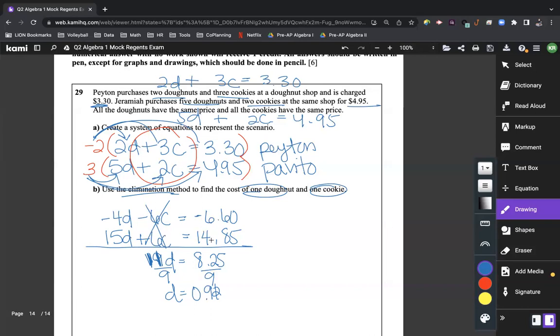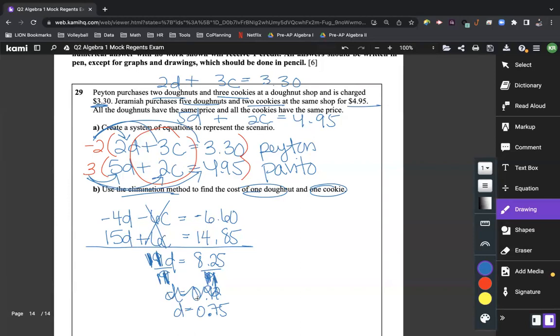1485 minus 660, just to check my math again, is still 825. But I know now I'm supposed to divide both sides by 11, not 9. 825 divided by 11 is actually not that crazy decimal. I get D equals 0.75. And that feels a lot better than getting a continuous decimal.